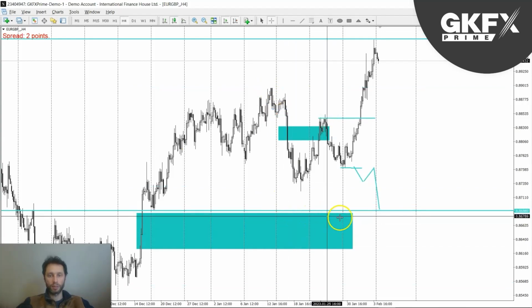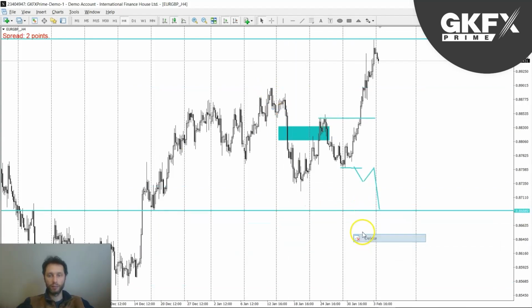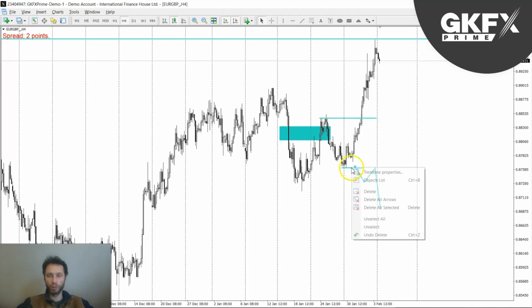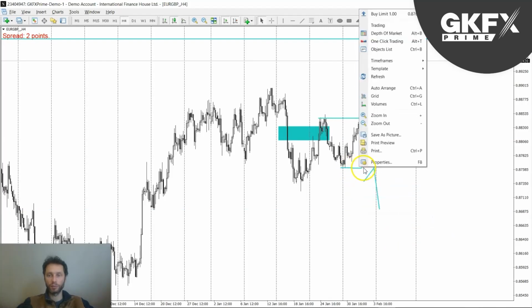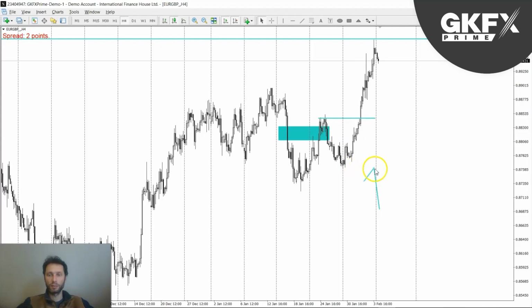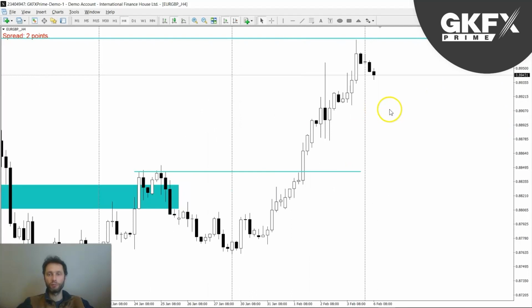this area that I marked out here is no longer valid for us since the market indicated where it wanted to go and ripped higher to the upside. So let's delete all of these. Now let's look for an entry to carry on into our bias.